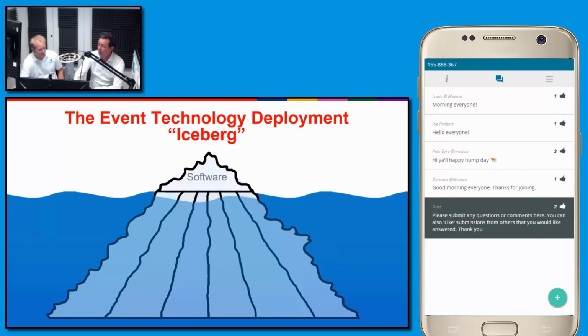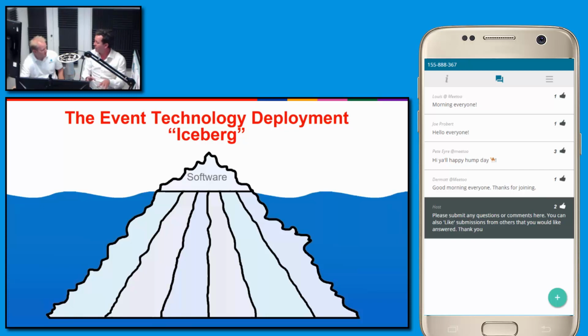And this is what we call the event technology iceberg. This is the stuff that people don't think about until it's either too late or until they've been through it once and they're doing it a second time. So just to give you some examples, the first one is what devices are delegates using?